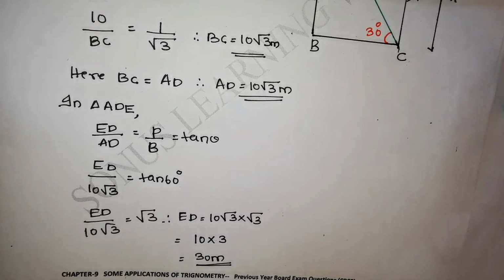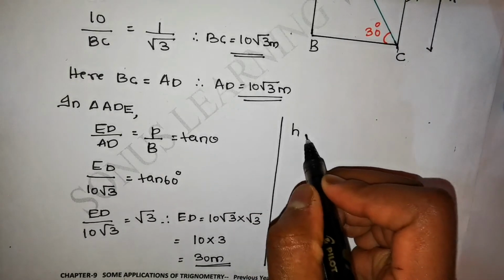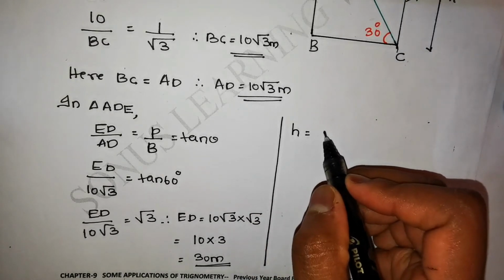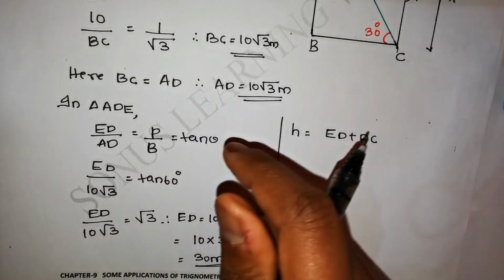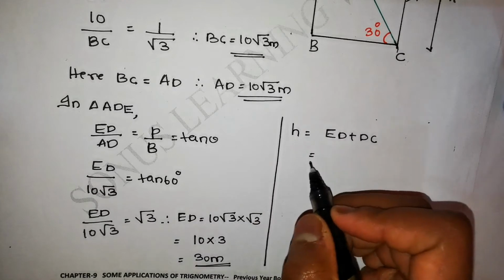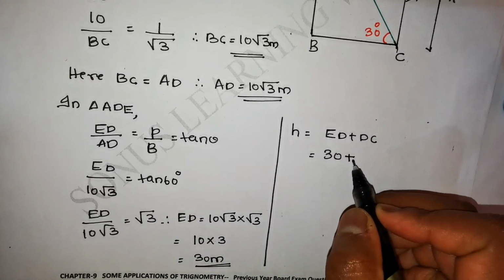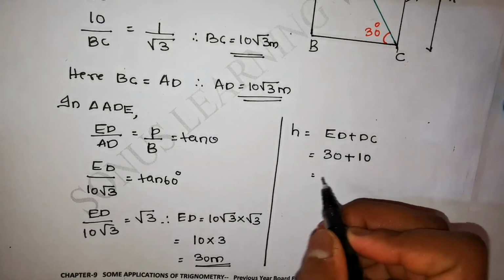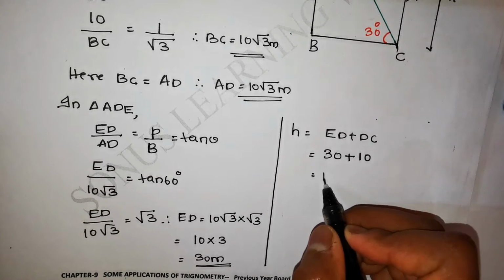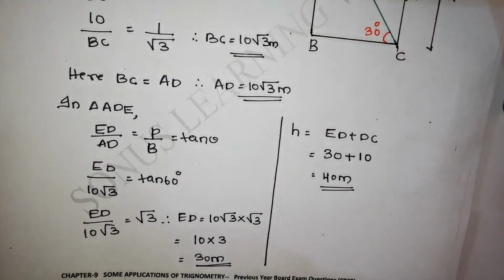So, students, what we have to find? We have to find the height of the tower. So, height H is equal to what? I already told, H is equal to ED plus DC. So, what is our ED? ED is 30 plus DC. What is DC? We already know DC is 10. So, that is 30 plus 10 meter. That is 40 meter. So, therefore, the height of the hill is equal to 40 meter.